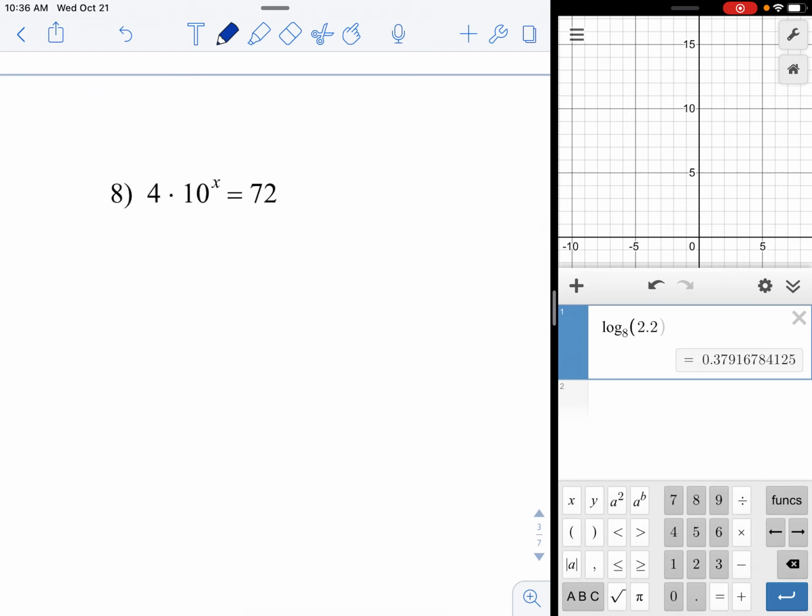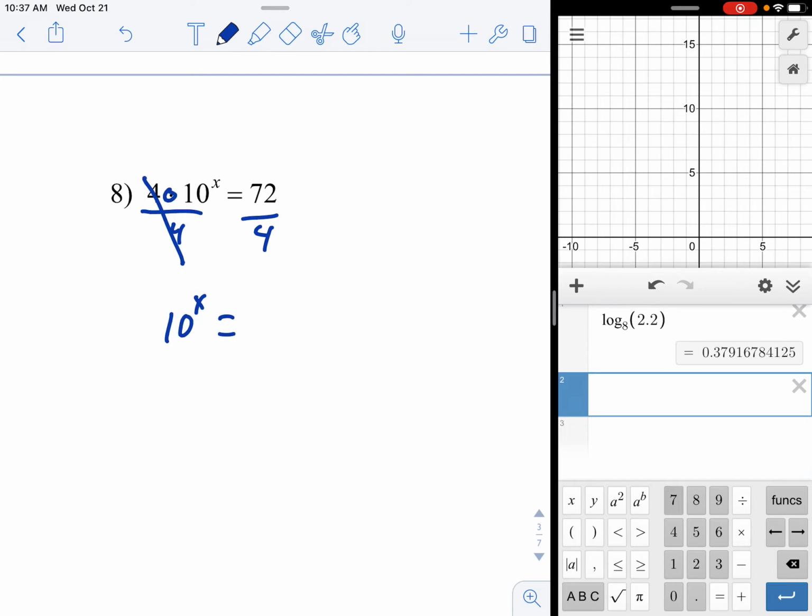Let's do number 8. I do have a base 10. I do want to cancel the base 10, but I can't yet because this is being multiplied by 4. Now, can I multiply that and make it 40 to the x? No, you can't do that because there's no power here. They don't go together like that. You have to divide both sides by 4 to cancel out the 4 that's multiplied. So you get 10 to the x equals, what's 72 divided by 4?